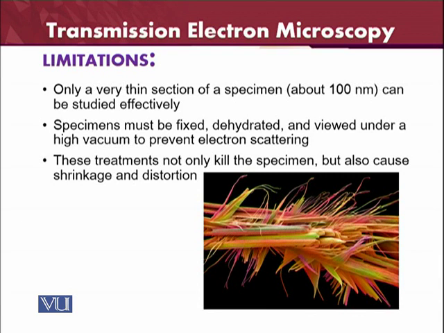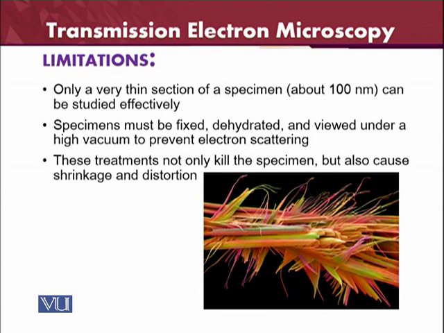The specimen must be fixed. It needs to be dehydrated and viewed under a high vacuum to prevent electron scattering, because we are using an electron gun to pass electrons through the specimen. These treatments will not only kill the specimen but also cause shrinkage and distortion.